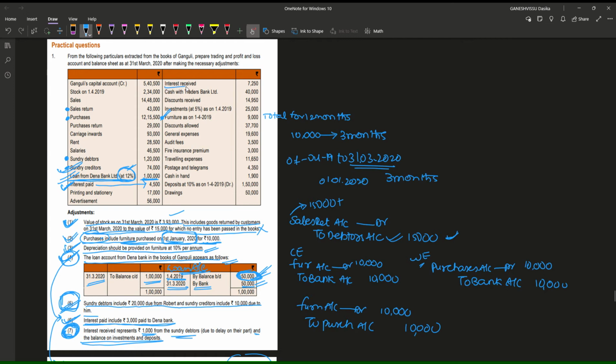Interest received is 7,250, right? Interest received is 7,250, and we have the bifurcation of rupees 1,000 and 6,250 rupees. The 1,000 is what we have received from sundry debtors, not required in the sundry debtors account, and the remaining 6,250 is interest on investments and deposits. This is what we can see.